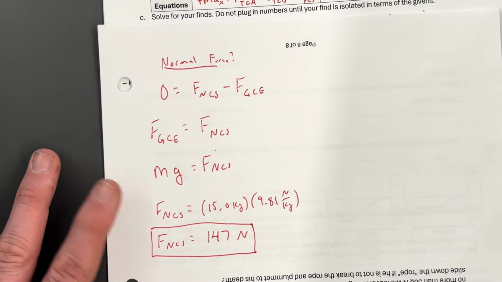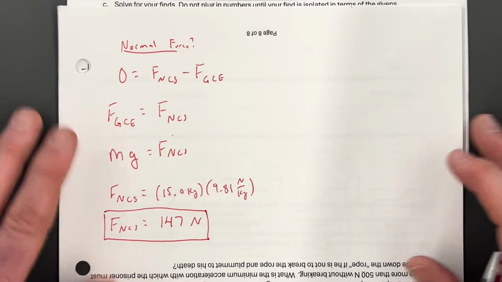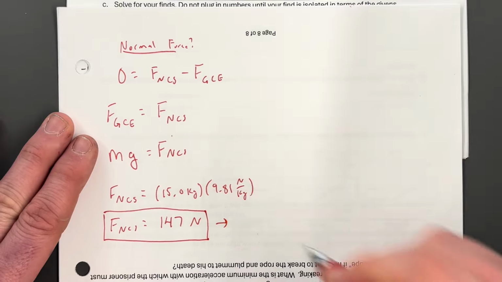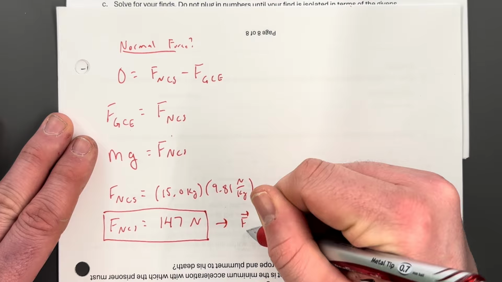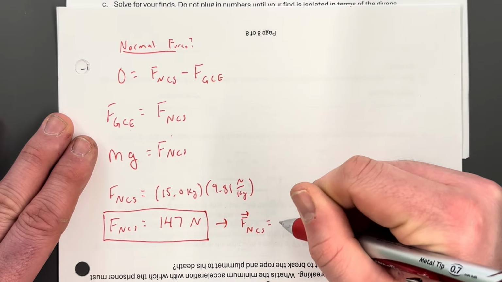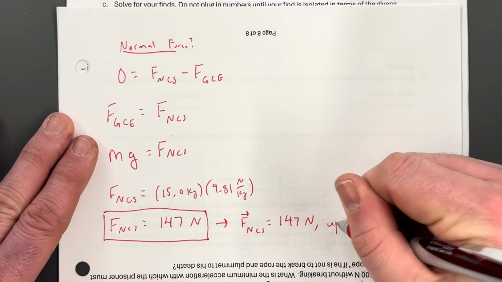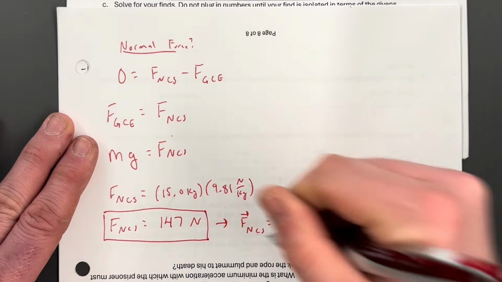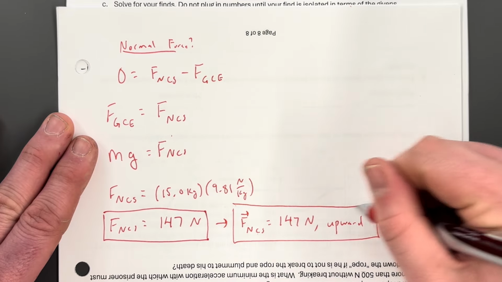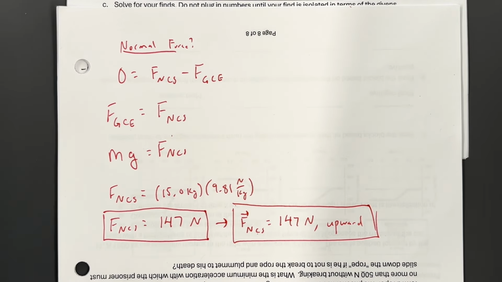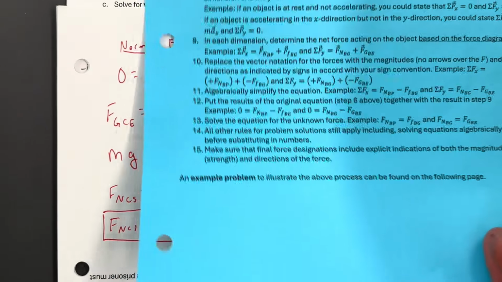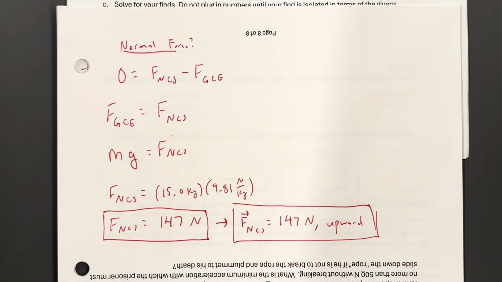I can put a box around that because I only asked for the magnitude, but if I wanted to take it a step further and tell you what the full vector was, I could say that this is a 147 newton force vector that points upward. So add the direction, that now is a vector. There we go. And adding in the direction was step 15, our final step in this handout. There we go, and that answers the question.